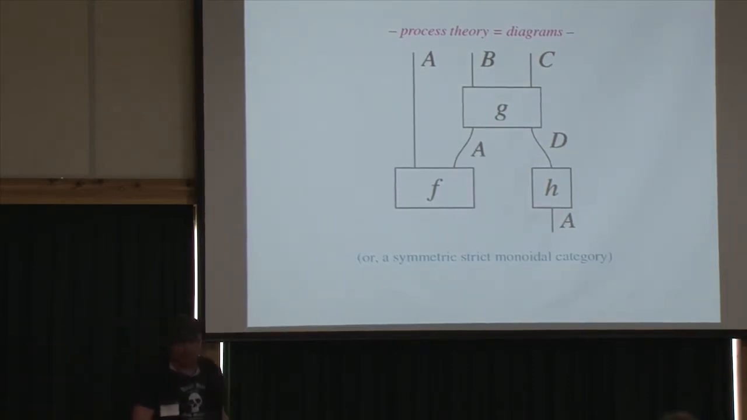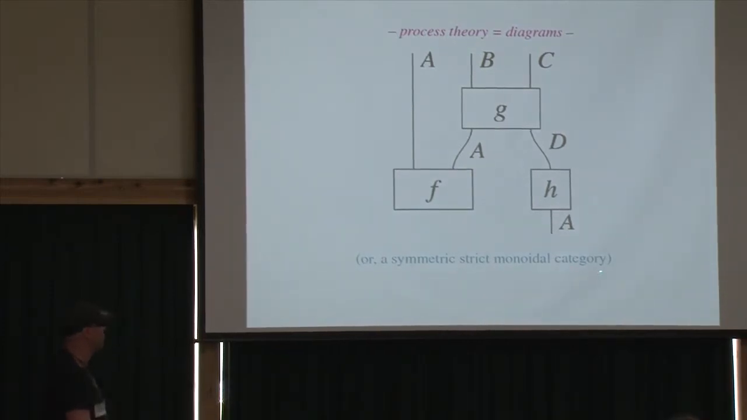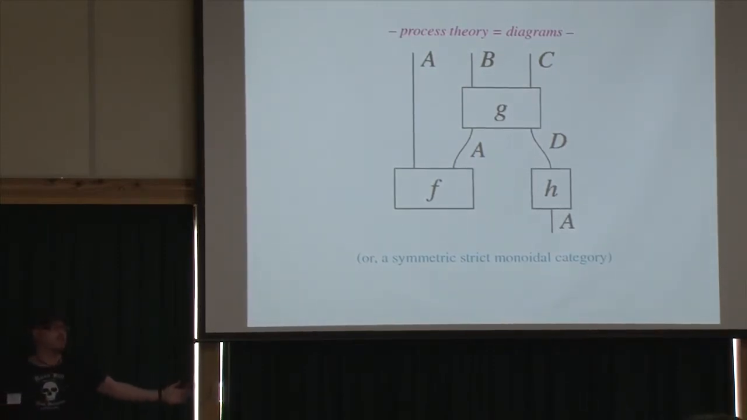For people who like symbolic mathematics, this thing is a symmetric strict monoidal category. That's what we're working with. So we work with any symmetric strict monoidal category. We think of this as a theory of processes. It's very general.